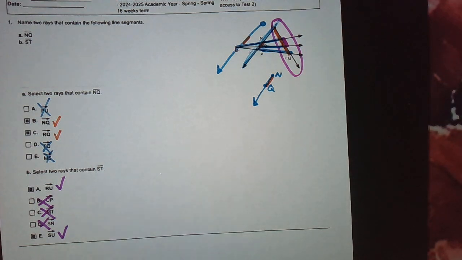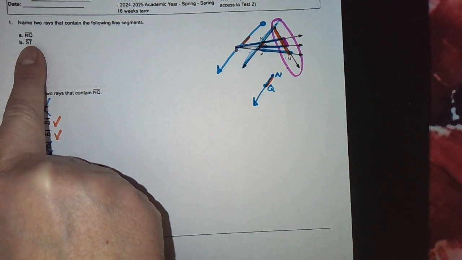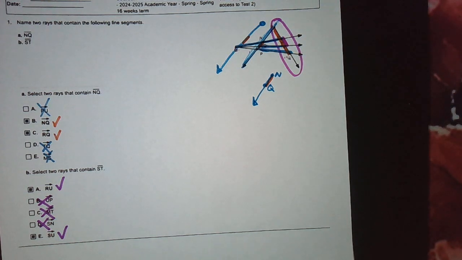Okay, so basically it's asking which one of these arrays has NQ or ST on it, exactly sitting on top of it. Alright, let's look at the next one.